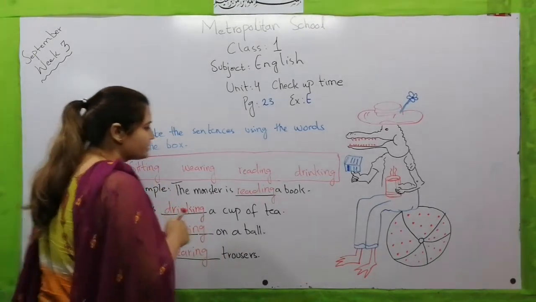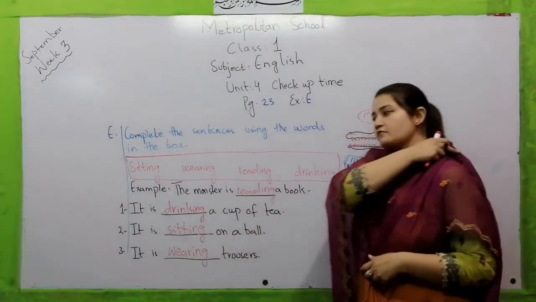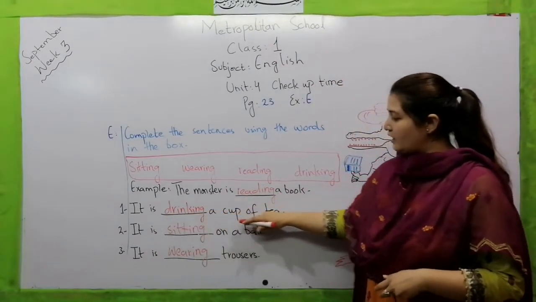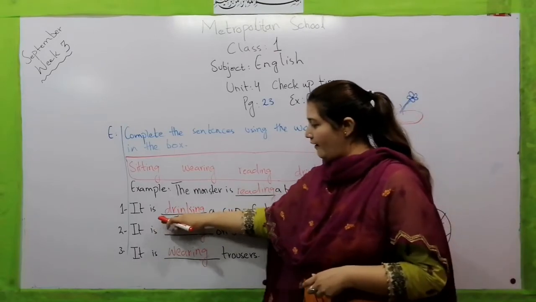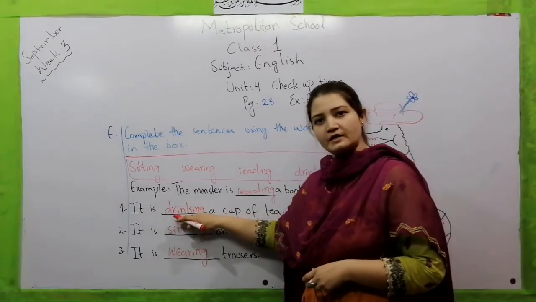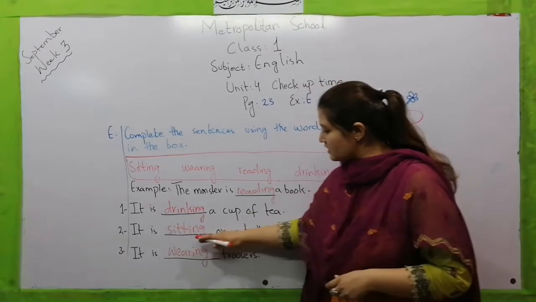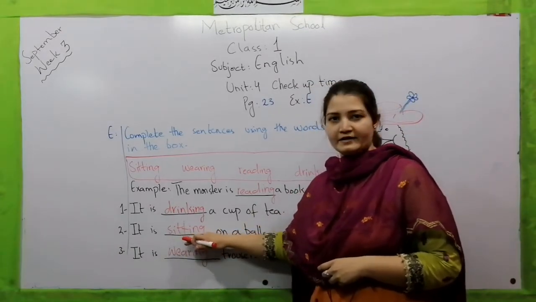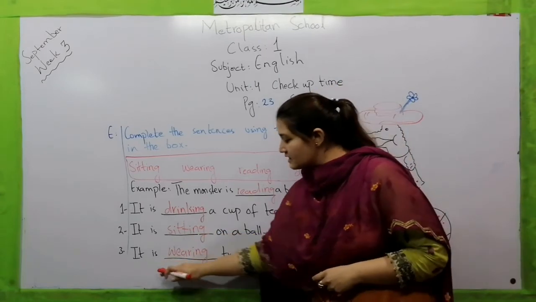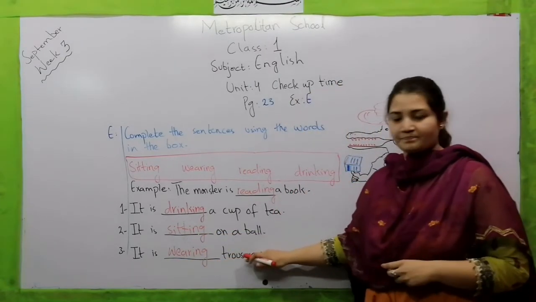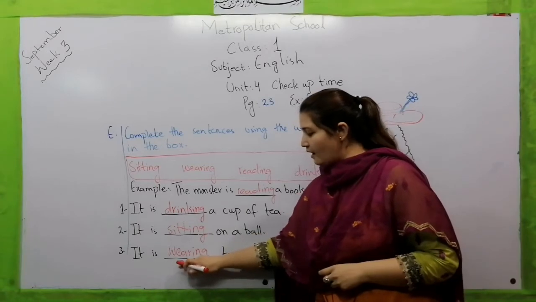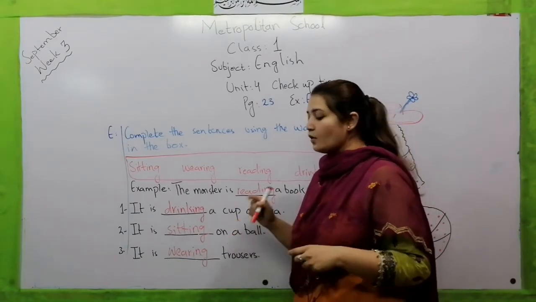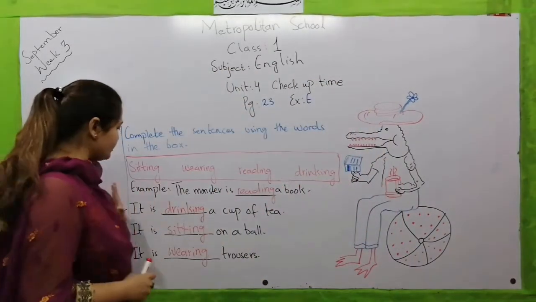Now let's repeat these words and sentences with me. The first one is, it is drinking a cup of tea. Drinking, D-R-I-N-K-I-N-G. The next sentence is, it is sitting on a ball. Sitting, S-I-T-T-I-N-G. And the last one is, it is wearing trousers. W-E-A-R-I-N-G.